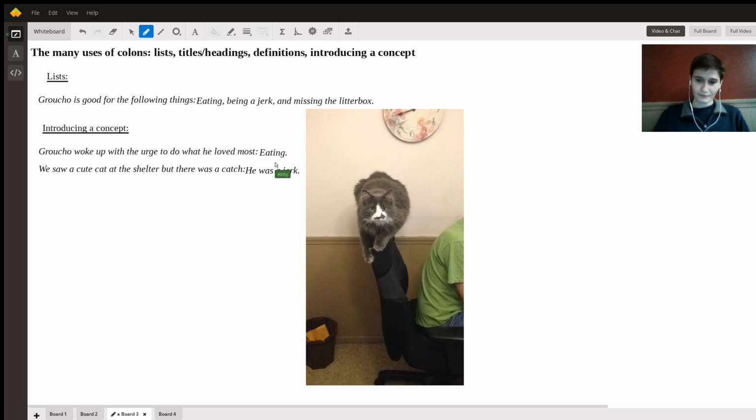Okay. For example, this part, there was a catch. Okay, that's a complete sentence. And the second part is also a complete sentence. So it can work. But very often, there is not what could be a complete sentence preceding the colon.